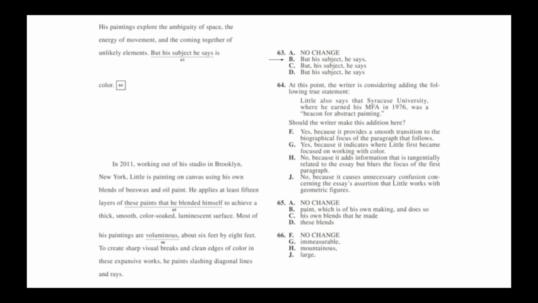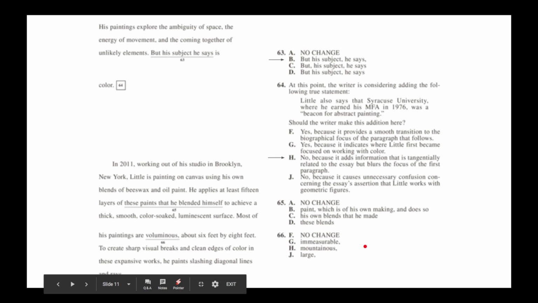If we were reading, "his paintings explore the ambiguity of space," and so on, "but his subject, he says, is color," and then we learn that he went to Syracuse University, it doesn't really make sense with the rest of the passage. So we know that the answer has to be one of the options with no, because that piece of information doesn't make sense with the rest of the passage. It's blurring the focus of what has been previously stated. The option that deals with the fact that this addition blurs the passage is H. So H is the correct answer because the statement blurs the focus of the first paragraph, and the information it's adding isn't necessarily related to what the passage itself is dealing with.